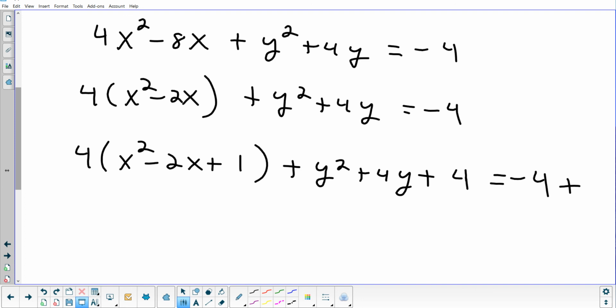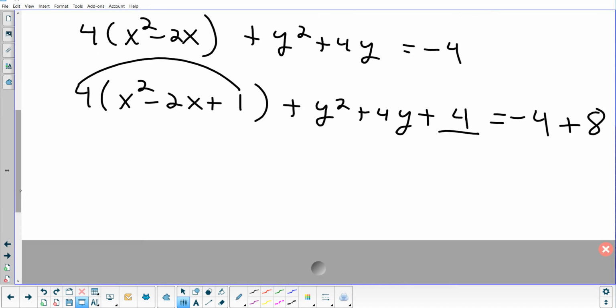Be careful. What did I add in total on the left? 5. It's not 5. 8. We added 4 there and 4 there. Okay, so we added a 1, but it was in parentheses, which really means it's multiplied by 4. So we added 8 on the right. Now everything should factor very nicely, and then we can get it in the format we need.